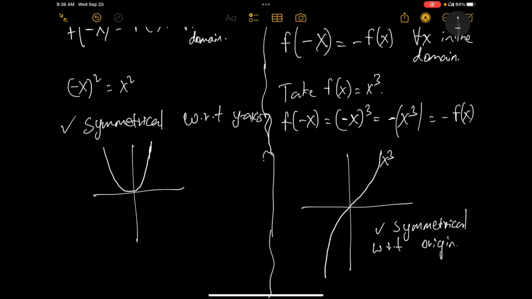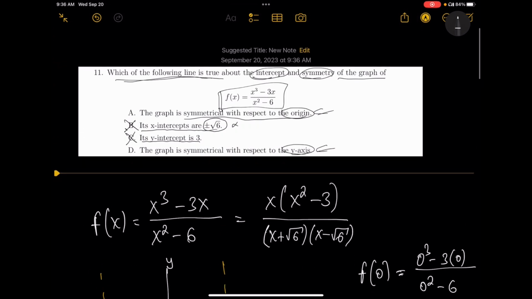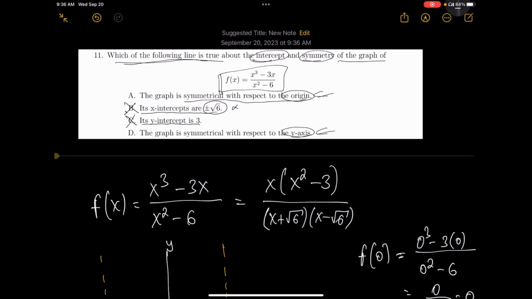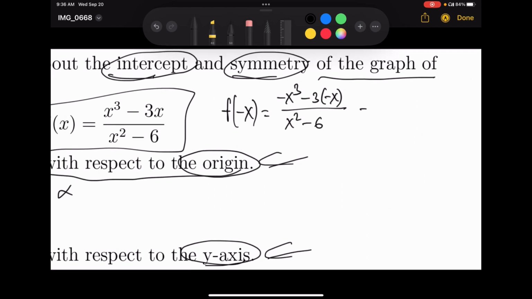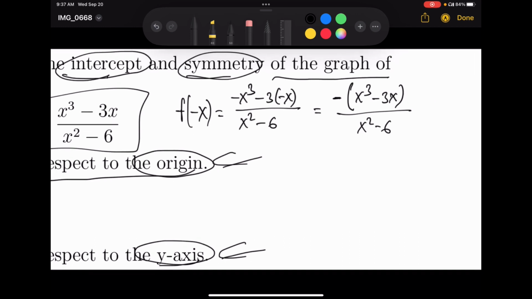በጣም ጥሩ። እሺ አሁን እዚህ ጋር ፋንክሽናችን ኢቭን ነው ወይስ ኦድ ነው? አሁን በቃ f of negative x ካልኩሌት ብናደርገው negative x to the power of 3 minus 3 times negative x over negative x squared minus 6, that would be simply x squared minus 6, okay. So this will be negative ጋራ ማውጣት እችላለሁ ከላይ x cubed minus 3x ይሆናል ማለት ነው፣ okay, over x squared minus 6 which is simply negative f of x, okay.